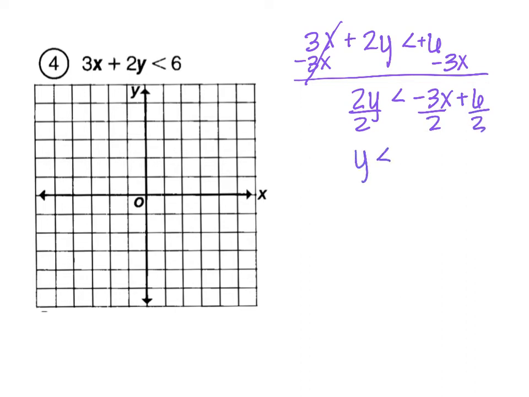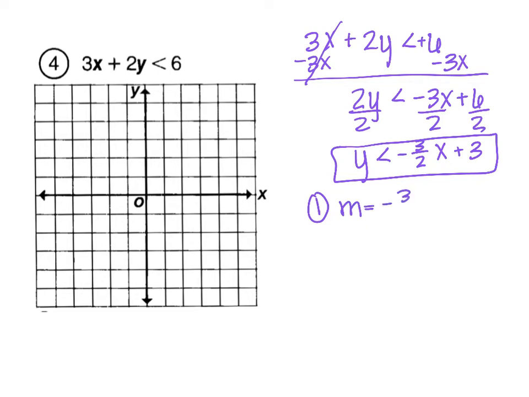So y is less than negative 3/2 x plus 6 divided by 2 is 3. Then I can say my slope is negative 3/2. My y-intercept is positive 3. So I start at positive 3, and I go down 3/2, down 3/2, down 3/2, or up 3 and back 2. And I get all those points on there, but I need to decide how to connect those points.